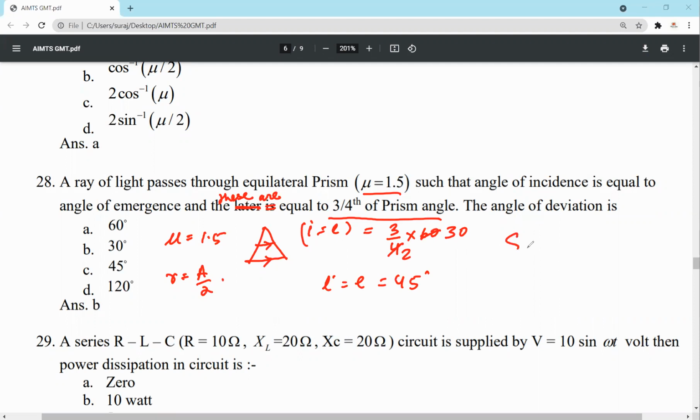Angle of deviation. The angle of deviation is i plus e minus A, right? i plus e becomes 90, minus A which is 60, so 30 degrees. Option B is correct. Coming to question number 29.